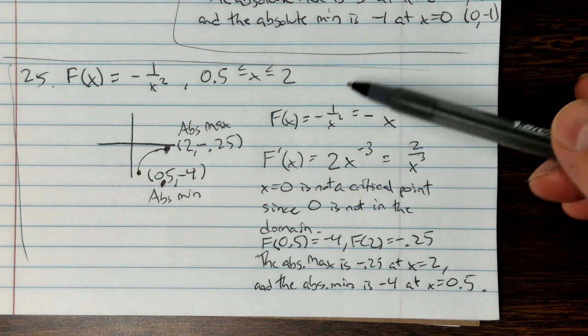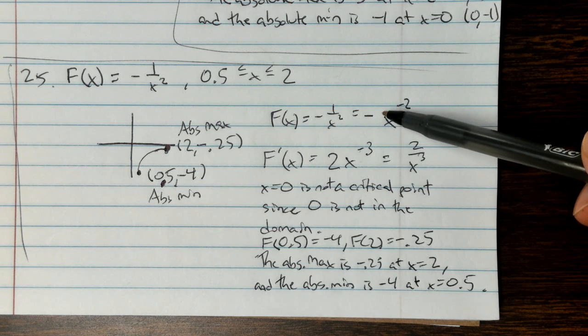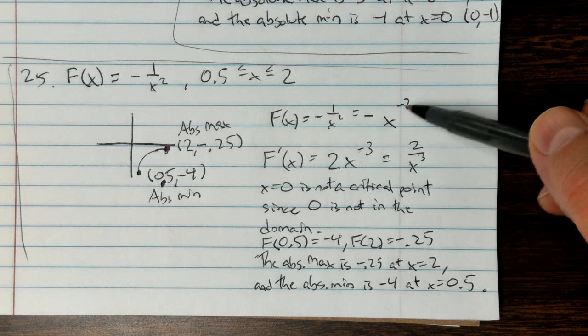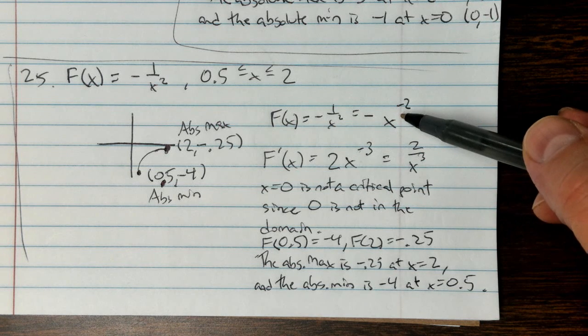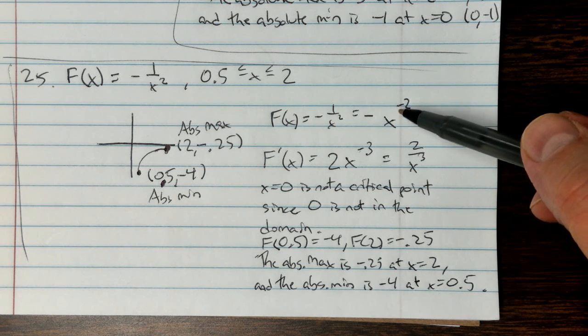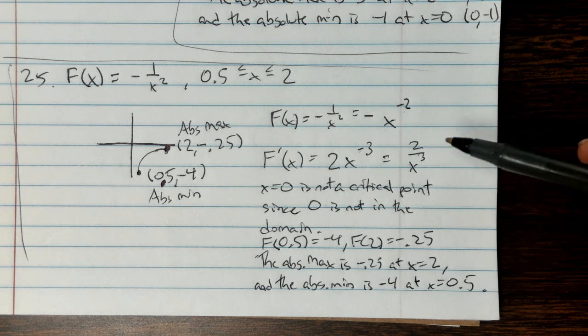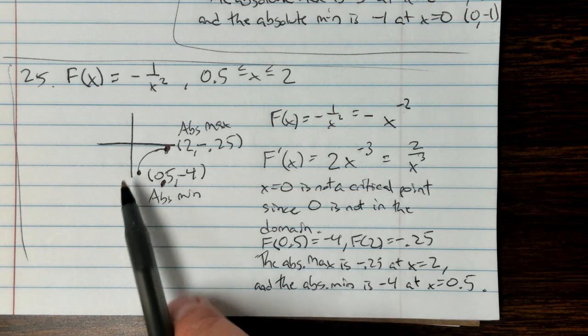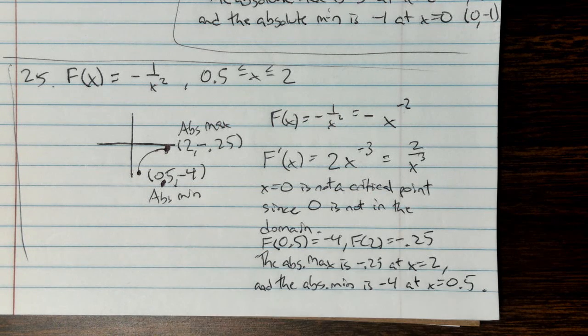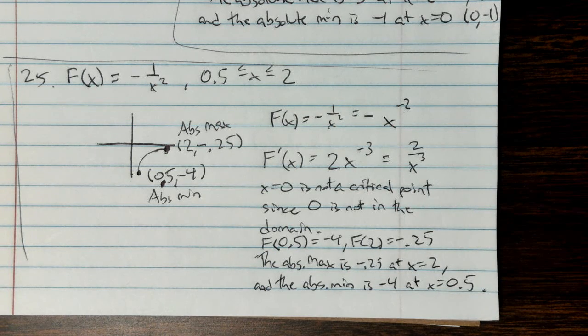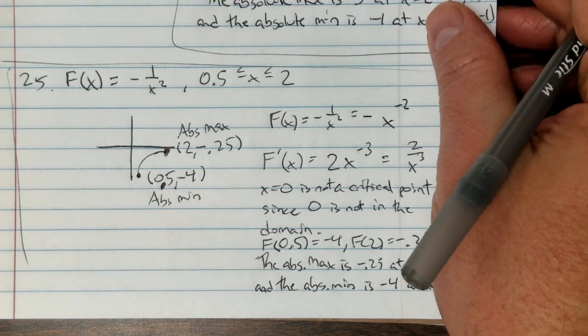So you have f of x, which is really rewritten to be negative x to the negative 2. We bring our exponent down when we're taking the derivative, and so this turns into positive 2 x to the negative 3, which is like 2 over x cubed. And 0 would not be a critical point in this case because 0 is not in your domain. So you just look up here, it's not in your domain. And then the other stuff is self-explanatory. Okay, number 27.